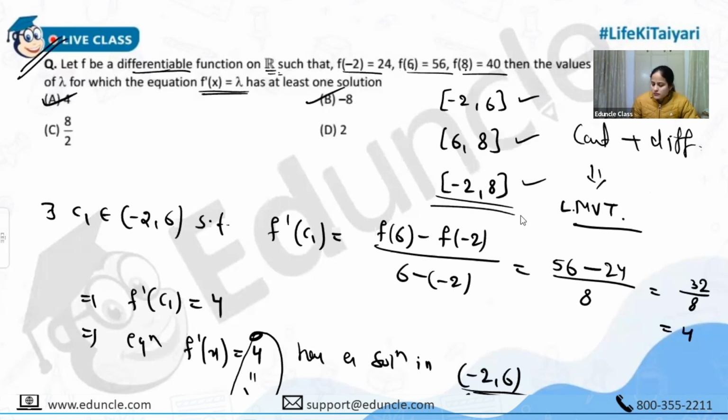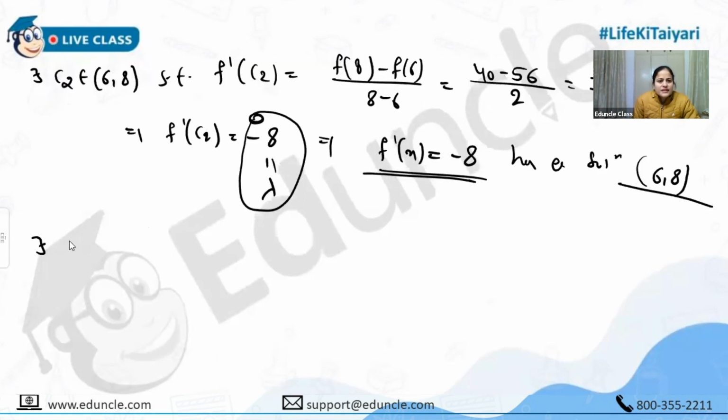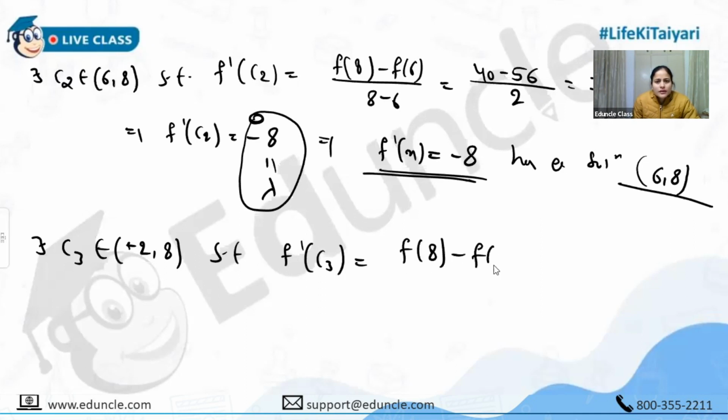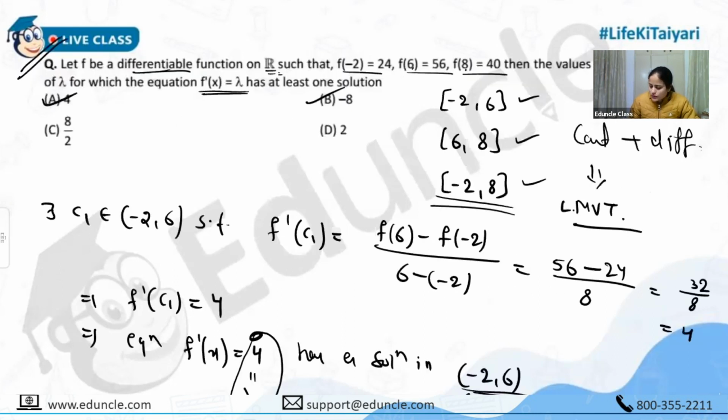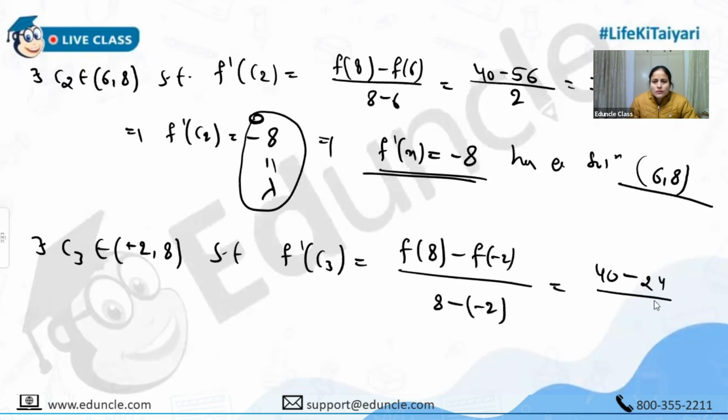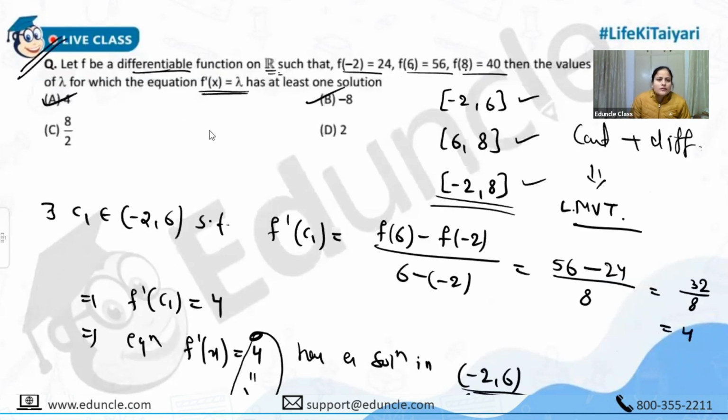So next, there exists a point C3 belonging to (-2, 8) such that f dash at C3 is equal to (f at 8 minus f at -2) upon (8 minus (-2)). So f at 8 is given as 40, minus f at -2, is 24 upon 10. So I'm having here 16 by 10, that is 8 by 5. So next possible value of lambda is 8 by 5.